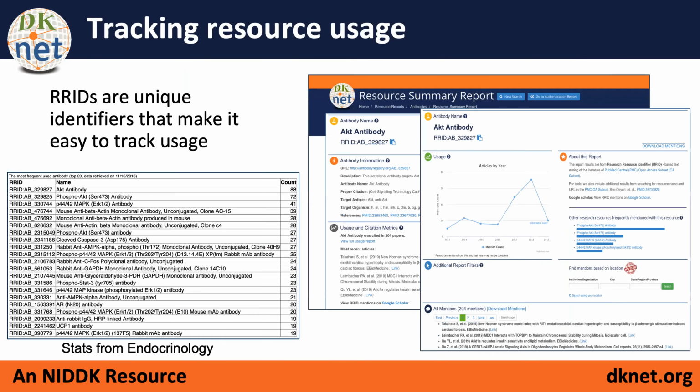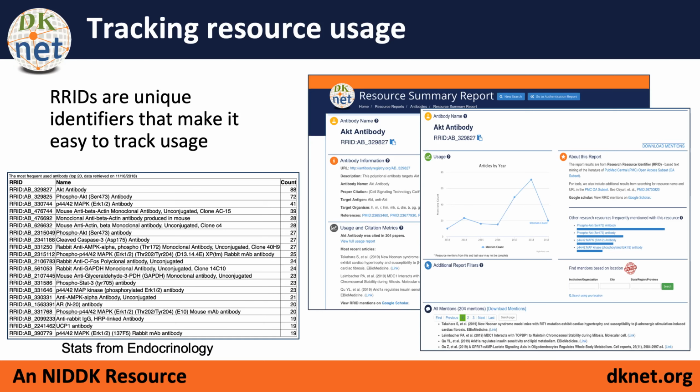And when one actually looks at those citation metrics, one has a number of different things that one can see. So if you look on the right, you'll notice that we have a usage graph that shows how many articles per year in terms of this resource, in terms of it being used in the literature.